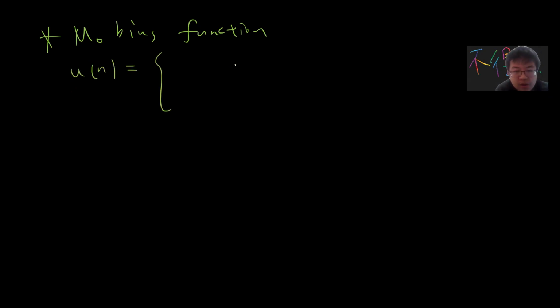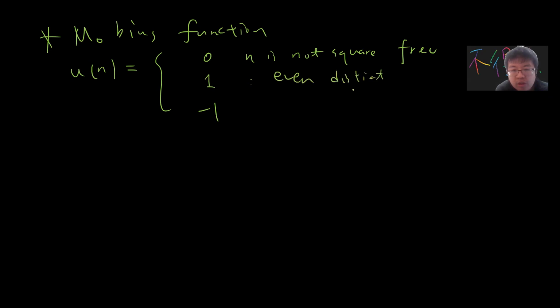So first one I want to introduce is this Mobius function that I previously introduced, but I want to discuss it more. So this mu of n, remember that if n is not square free, then it's 0, and it's minus 1 if n has an odd number of distinct prime factors, and 1 if an even number of distinct prime factors.